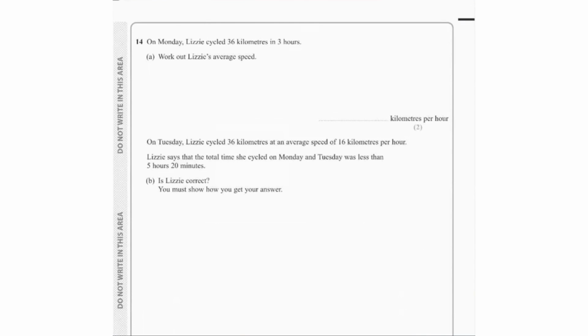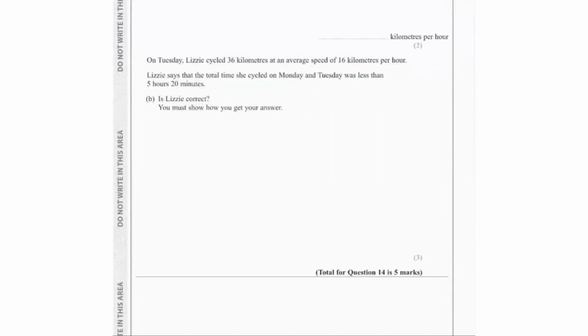Question 14 says, on Monday, Lizzie cycled 36 kilometers in 3 hours. Work out Lizzie's average speed. So average speed is basically your distance divided by time. So 36 divided by 3, and that is 12 kilometers per hour. Then it says on Tuesday, Lizzie cycled 36 kilometers at an average speed of 16 kilometers per hour. Lizzie says that the total time she cycled on Monday and Tuesday was less than 5 hours and 20 minutes. Is Lizzie correct? You must show how you get your answer.